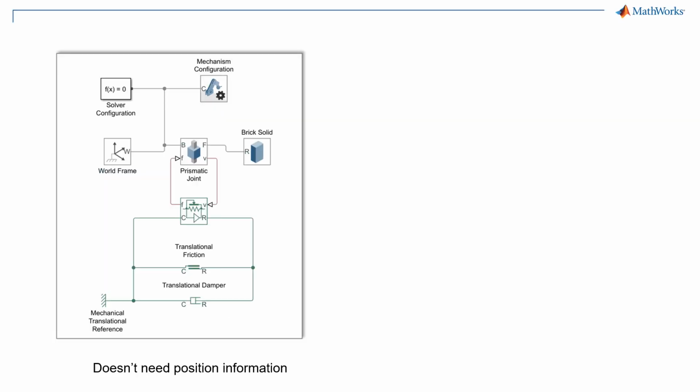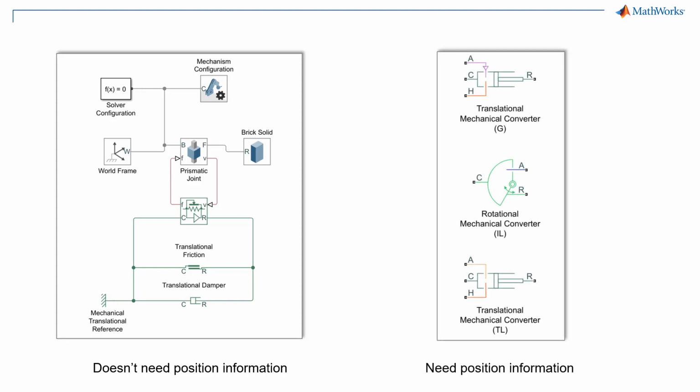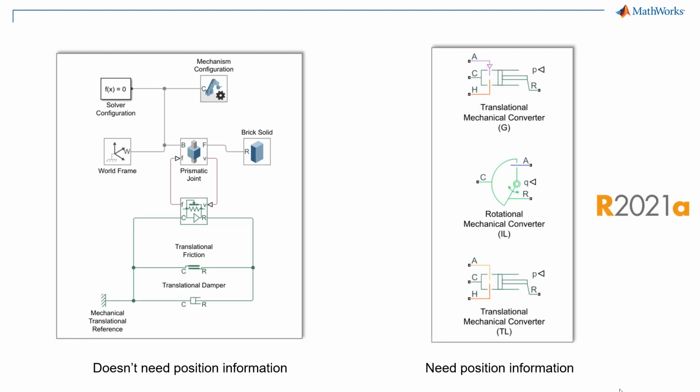So in the previous case, we used blocks like translational friction and translational damper that do not require position information. And for these blocks, the interface based on the relative velocity is sufficient. However, other blocks like hydraulic actuators require information on relative position or relative angle between their ports. Hence, to incorporate this from release 21A, the converter blocks now have an optional input port that lets you pass position information from a multibody joint.